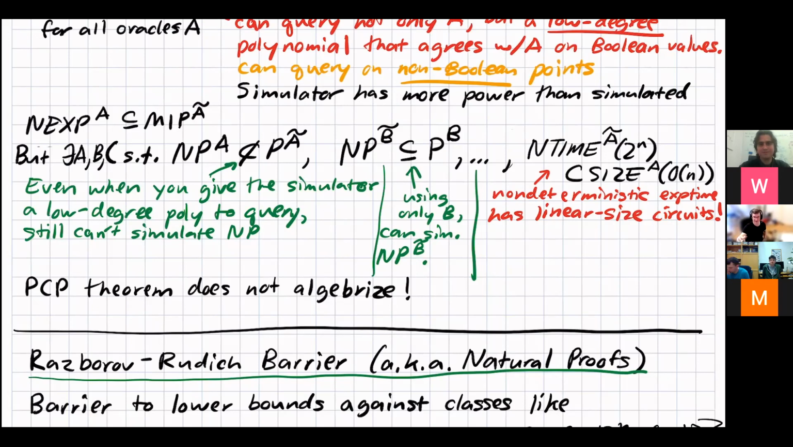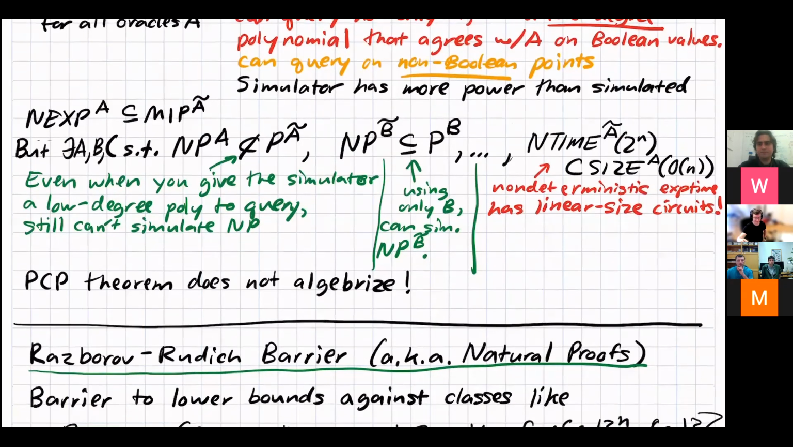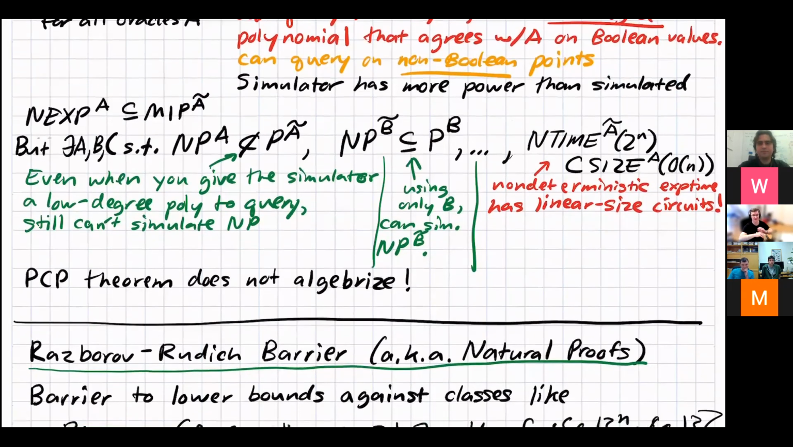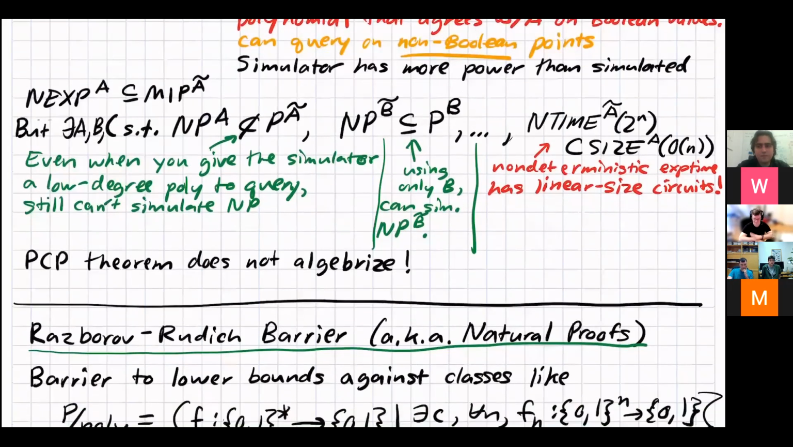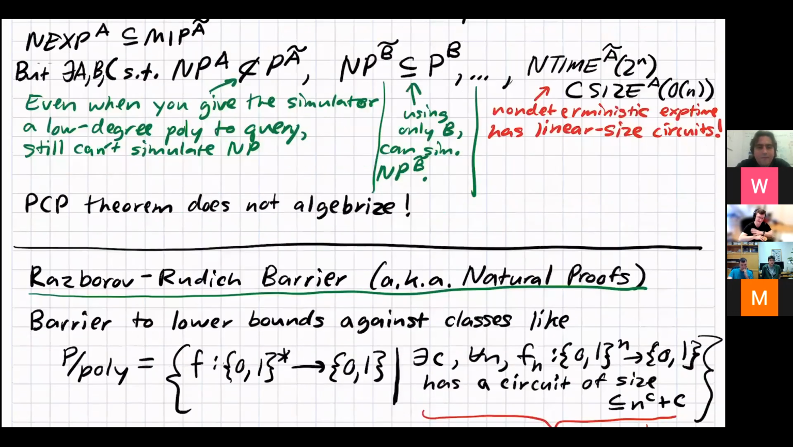The relativization barrier and non-relativization, how to get around it in some cases. So next, as promised, we'll talk about the so-called Razborov-Rudich barrier, aka natural proofs. It's usually called the natural proofs barrier, but it's not really proof theoretic, as you'll see. But it is a real barrier. It's a barrier to lower bounds against classes like P/poly.